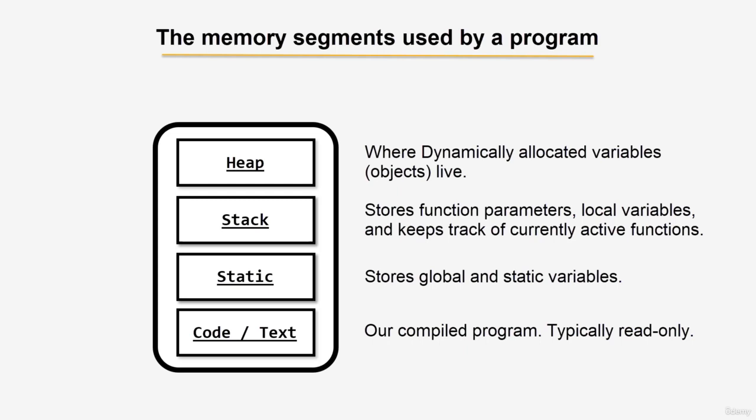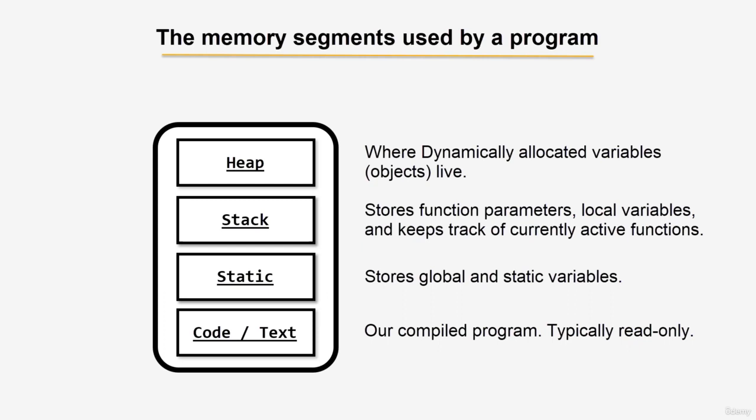So I have these different segments. You have the code, also known as the text segment, the static segment, and then also the stack and the heap. So we'll start at the bottom here with the code or the text segment. The code or the text segment is some object code that is the output of the compiler, or it will include some executable instructions. So basically it's our compiled program, right, that is in this code or text segment, and it's typically read-only. Then we have the static segment, and this is going to store your global and static variables.